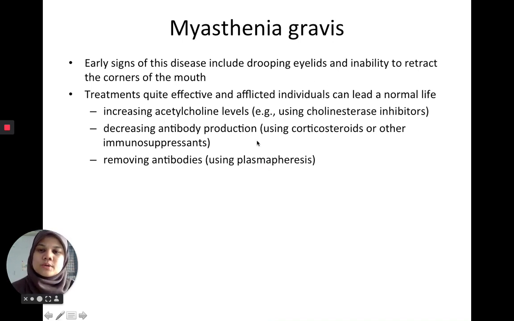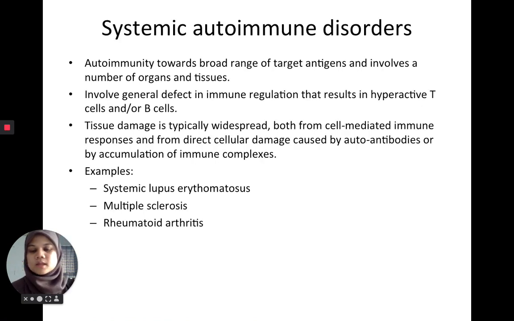So one way is to increase acetylcholine levels using cholinesterase inhibitors, decreasing antibody production using corticosteroids or other immunosuppressants, or actually removing the autoantibodies using plasmapheresis. So those are our organ-specific ones.